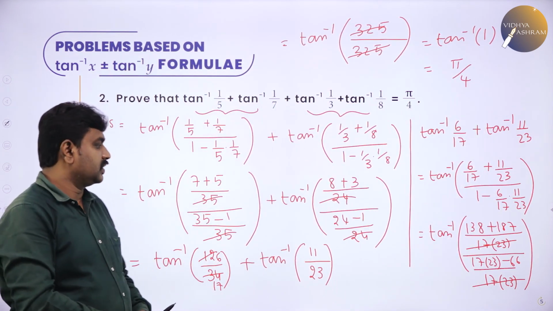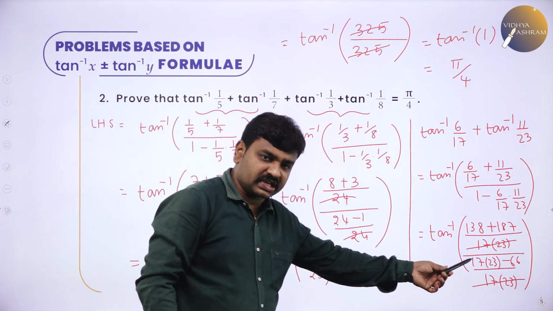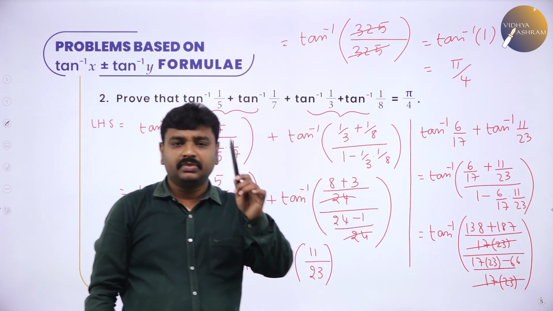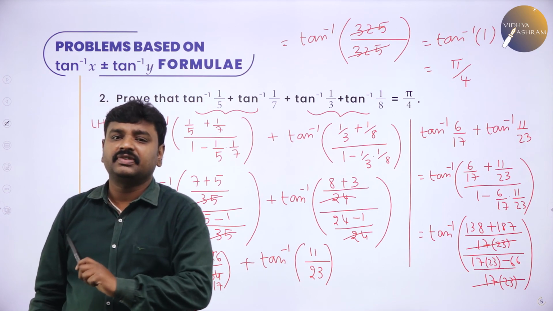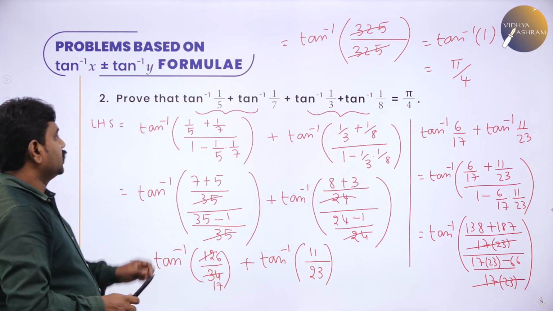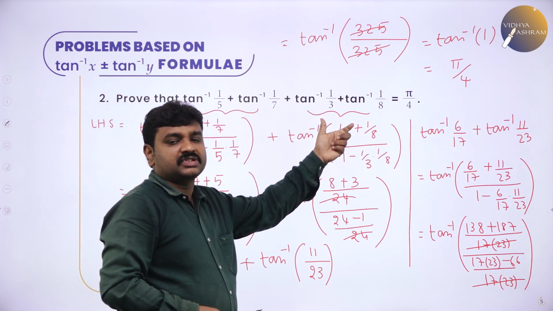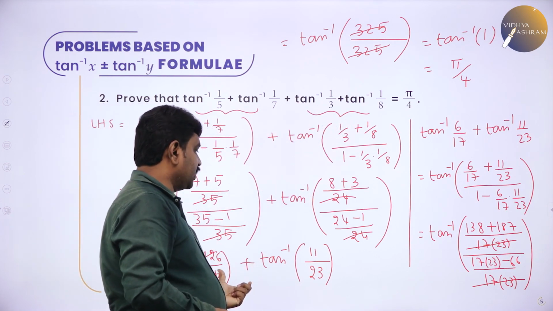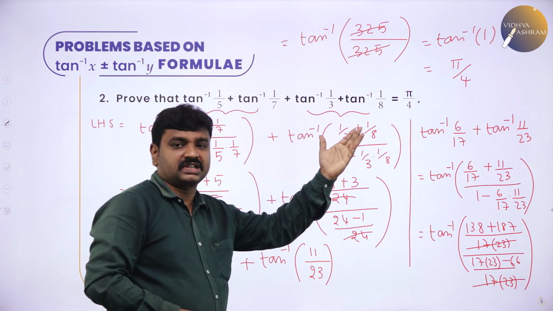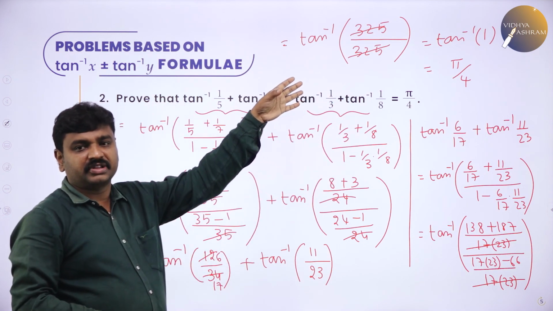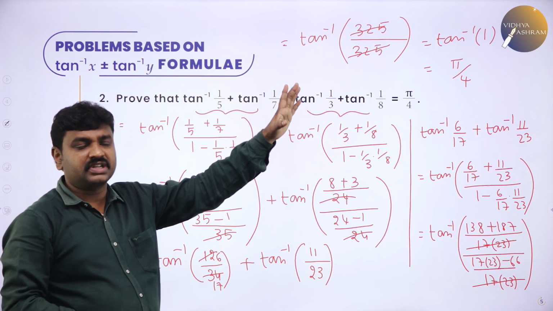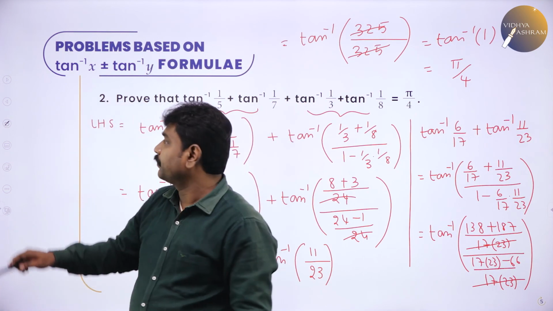I hope all of you got this. So simplify this. You can use calculators, but while taking LCM, do it carefully so that your end answer will not go wrong. For two terms I apply tan inverse x plus tan inverse y. For the next two I apply tan inverse x plus tan inverse y. I will get a simple value. I will compress that and I will get the final result. Finally I will get tan inverse 325 by 325. It will become tan inverse 1. Tan inverse 1 is pi by 4.